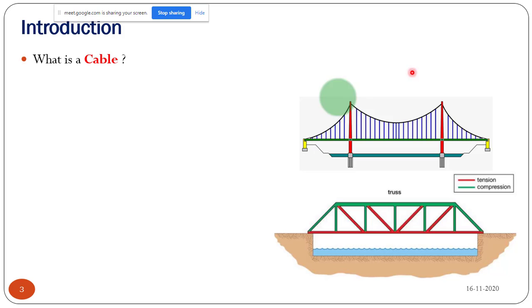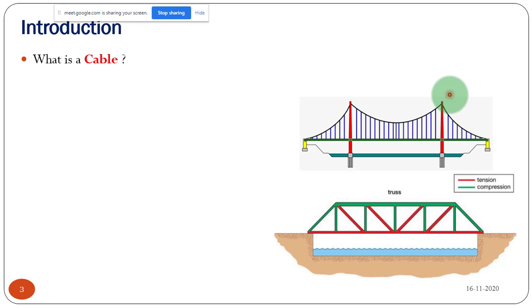This black one is the cable in the suspension bridge. Forget about the bridges for now. What do you mean by cable? By cable I am talking about this type of structural member. What type of forces will be there? I think we had some discussion in the introduction class. So what is a cable?